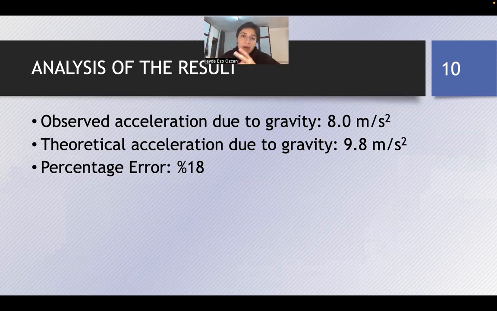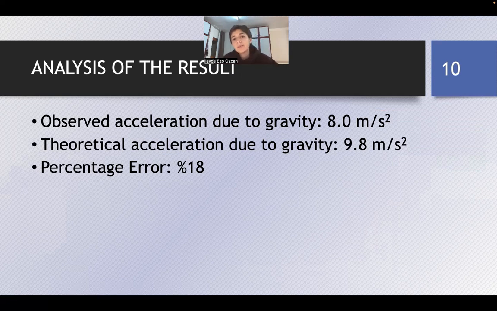There can be two main types of errors in the experiment. The first one is systematic errors. The only tool that I used for this experiment was a stopwatch, so we can check its calibration to see if it is accurate or not.